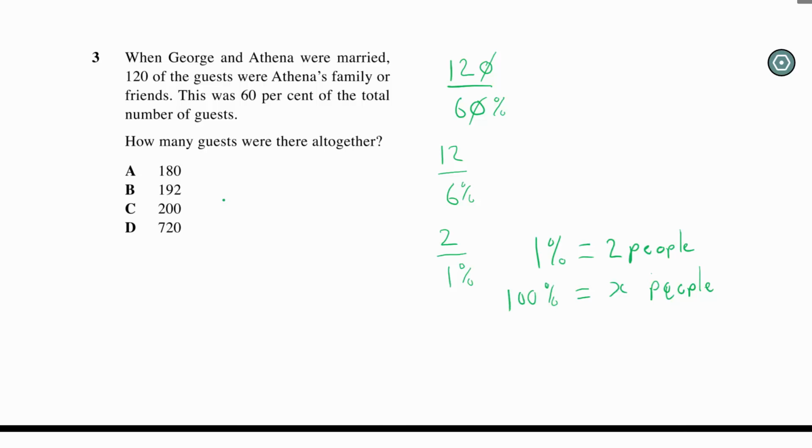So 1 to 100, how do we go from 1 to 100? Well, all we do is times it by 100. So 1 times 100 gives you 100%. So based off that, we will do the same thing to this side here. So over here, to go from 1 to 100, we multiply it by 100. So we will go 2 times 100 to find x. The answer to that is 200. So altogether, there are 200 guests.